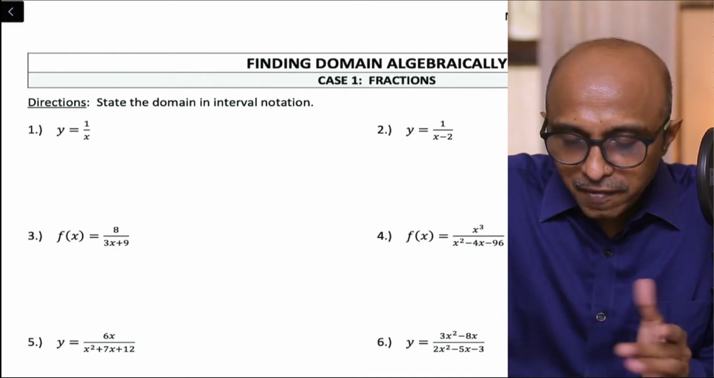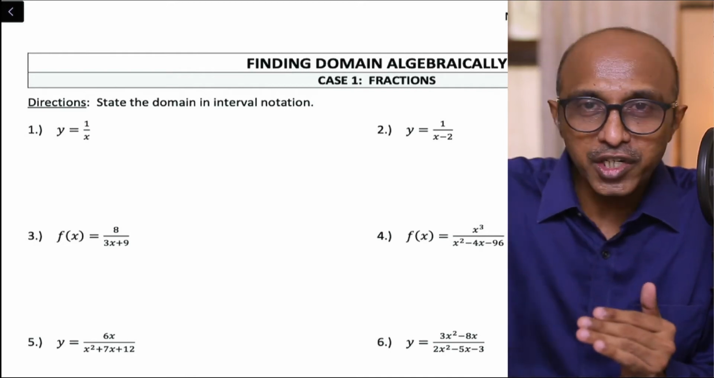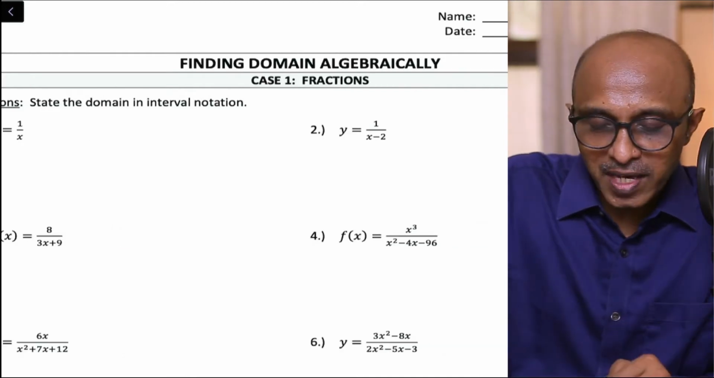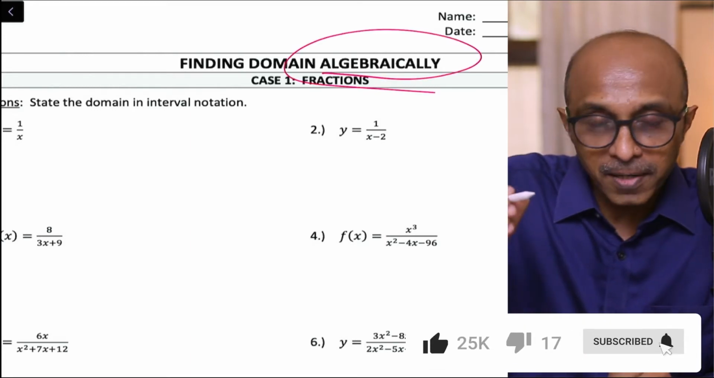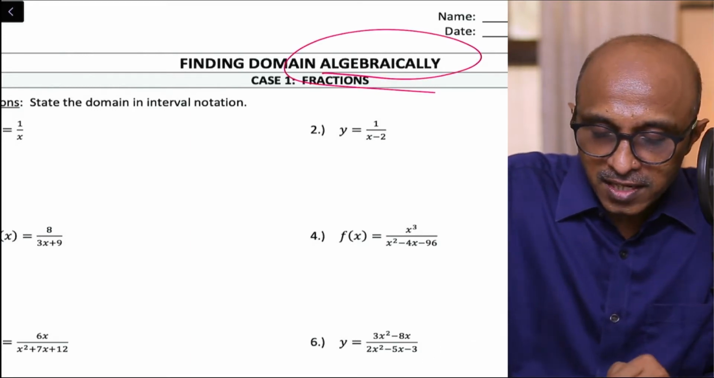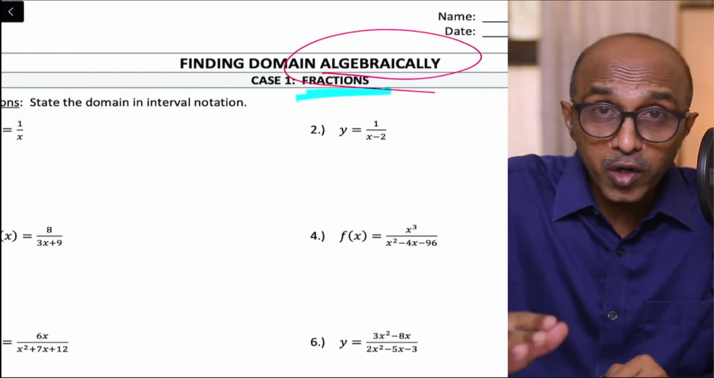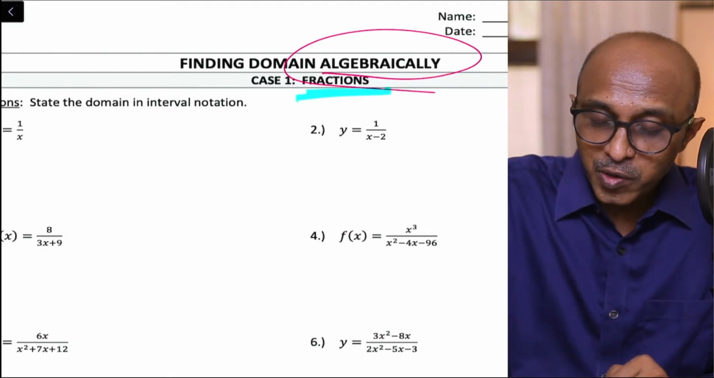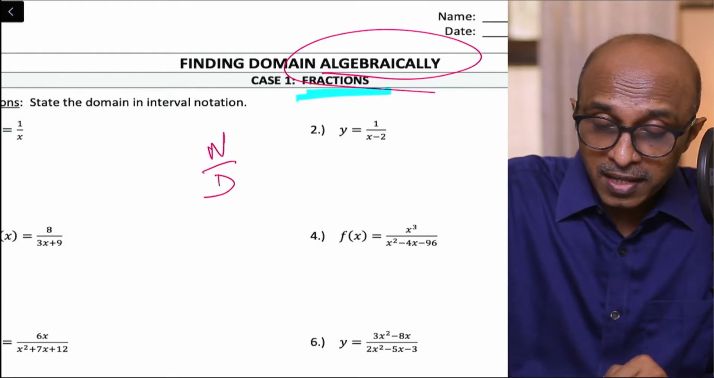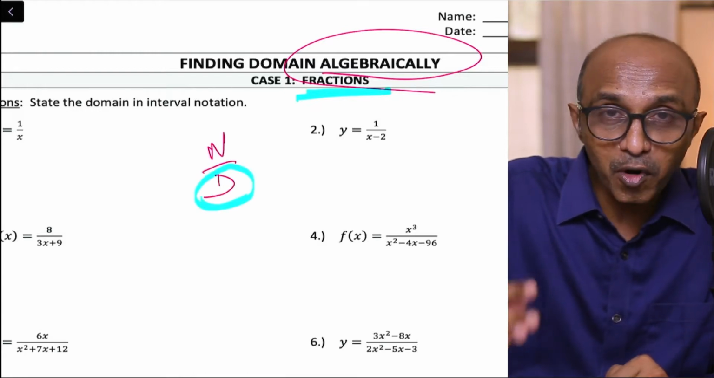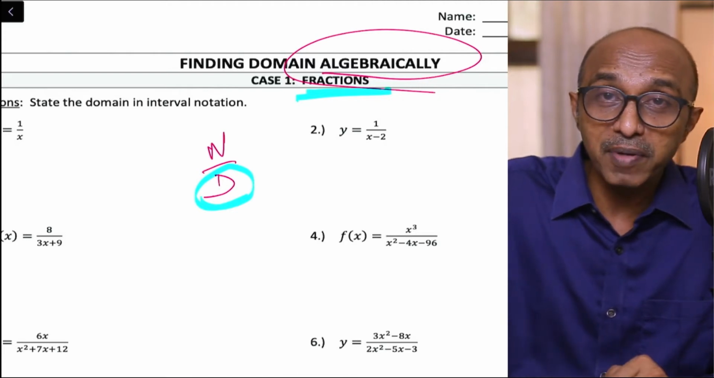What I've done is that I divided into 3 sections. There are 3 cases as we understand how to find the domain of a function algebraically. Okay? The first case is involving fractions. Now we all know that in numbers, when you have a numerator divided by a denominator, we are always told, watch out, the denominator cannot be 0. You cannot divide by 0.